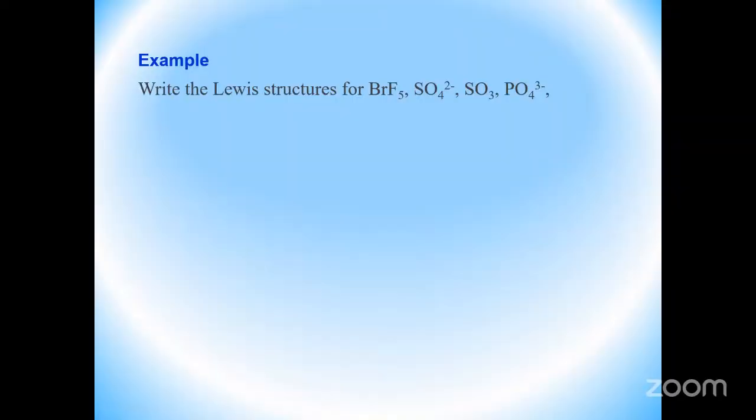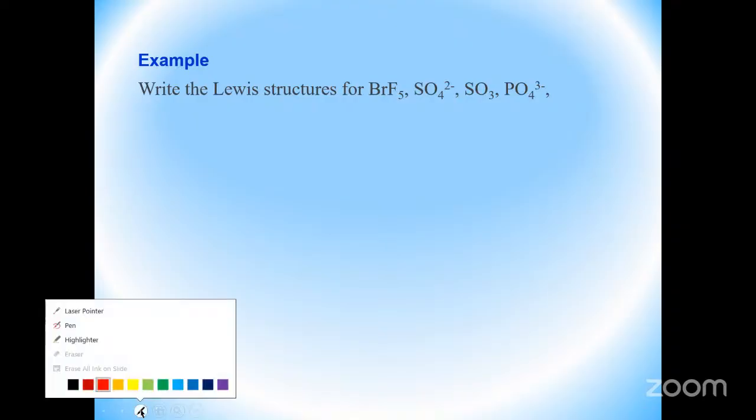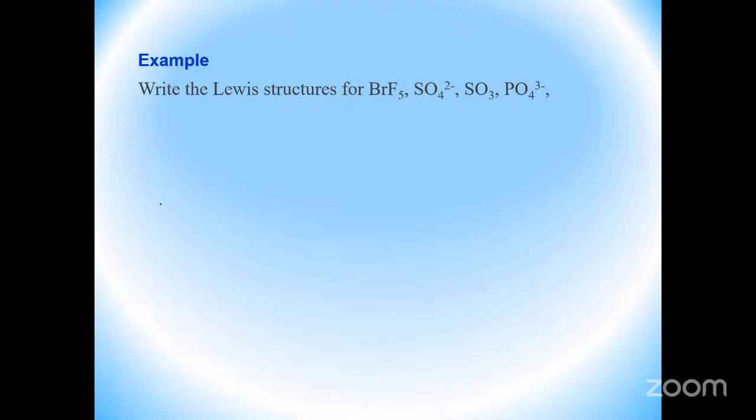So I think the next slide has a couple of examples that you're going to observe. I'm going to start off with the first one, which is BrF5. We go through the steps as before. Bromine will contribute 7 electrons, fluorine will contribute 7 times 5, so that's 35. When we add that up, we end up with 42 electrons, which is equal to 21 pairs. So we put the bromine in the middle and surround it with the fluorines.